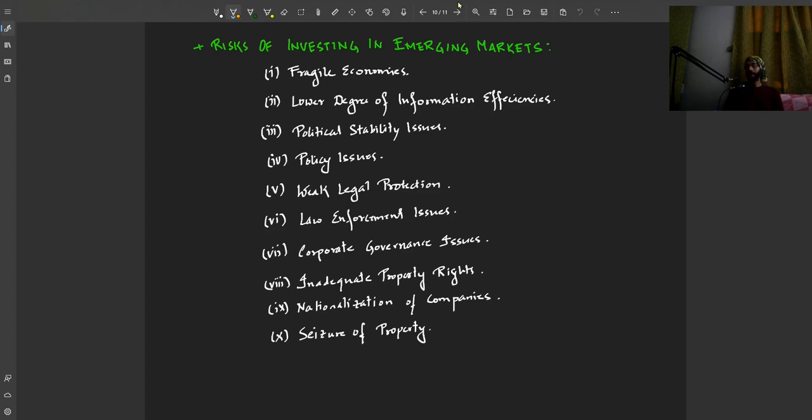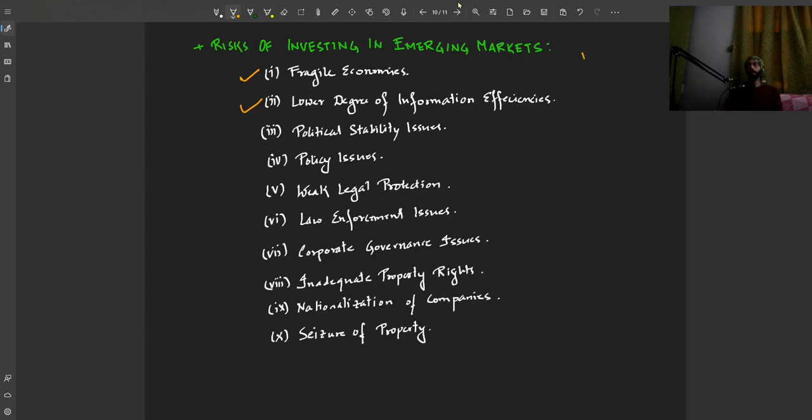Now we'll talk about the risks of investing in equity of emerging markets. The risks are very similar to what we discussed during fixed income investments. Fragile economies, obviously there are fiscal issues. The resources might be concentrated. The economies might be much more unstable. Lower degree of informational efficiency. The markets have a much higher degree of opaqueness. So opacity is more, information transparency is less, and obviously the efficiency is also less. It can be a combination of transparency and liquidity both, that the markets are inefficient. This can happen in emerging markets.